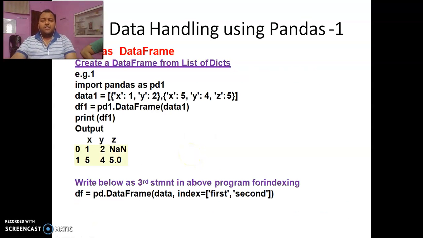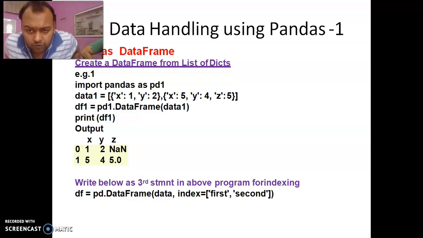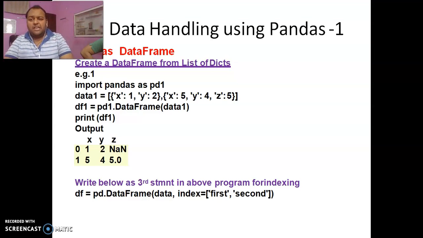Now how can we create a data frame using both things, lists and dictionaries? Now how can we create a list of dictionaries? First we have to make a list. Okay, this is what I am doing: dictionary inside a list, dictionary inside a list. This is called dictionary inside a list. X key is here, 1 is the value, Y key, 2 is the value, X key, 5 is the value, Y key, 4 is the value.